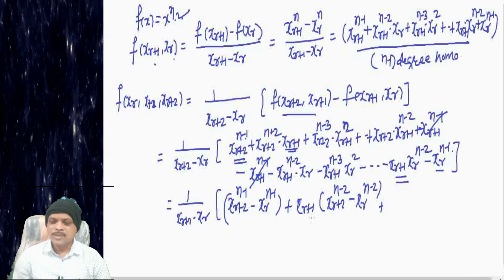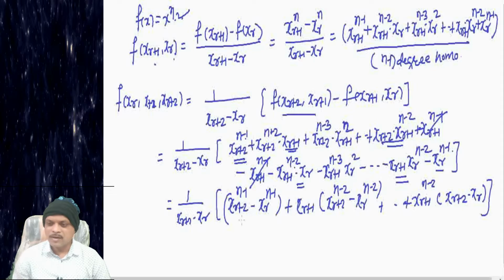So in this manner we write in terms of these types. Continuing this manner, here we get x_{r+1} raised to n minus 2 and x_{r+1} raised to n minus 2, this term, look at this, and the factor is x_{r+2} minus x_r. So every term contains x_{r+2} minus x_r as a factor.